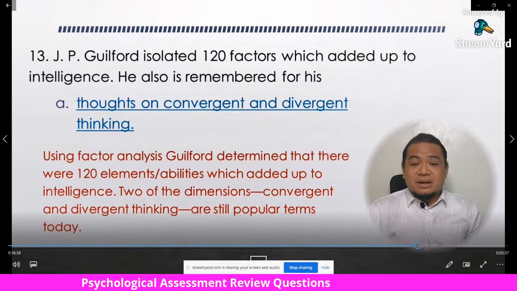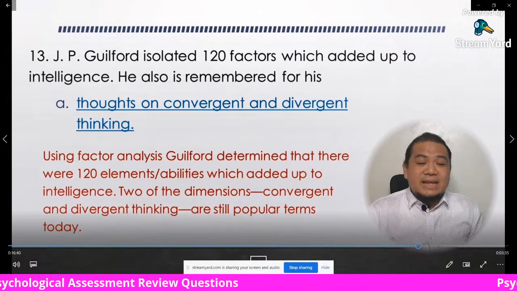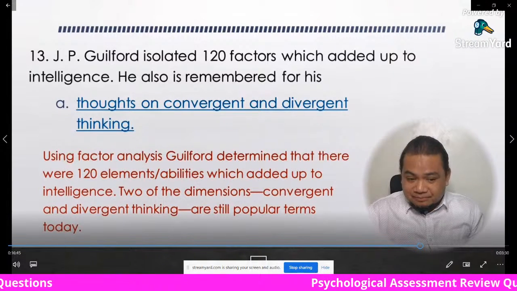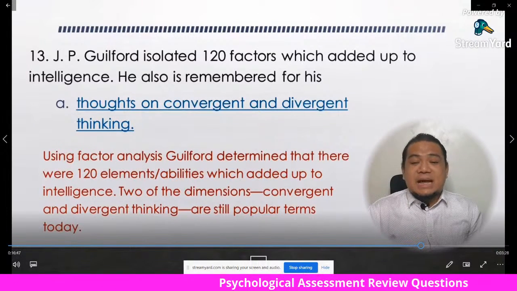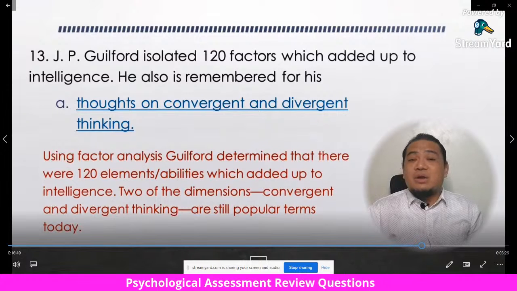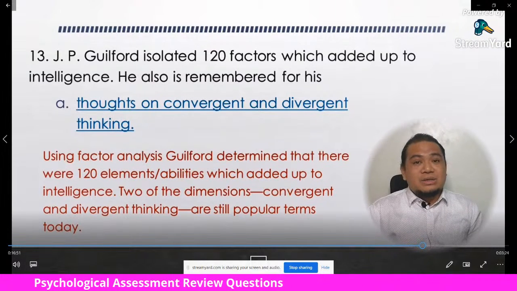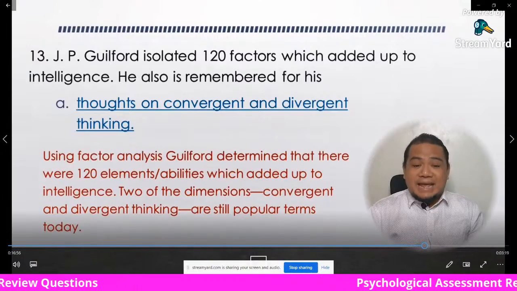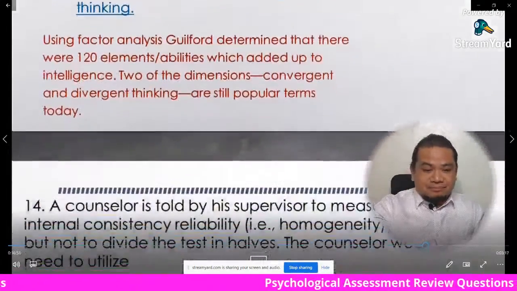Convergent thinking occurs when divergent thoughts and ideas are combined into a singular concept. Divergent thinking is the ability to generate a novel idea. So choice D would reflect primarily the work of Binet and Simon.